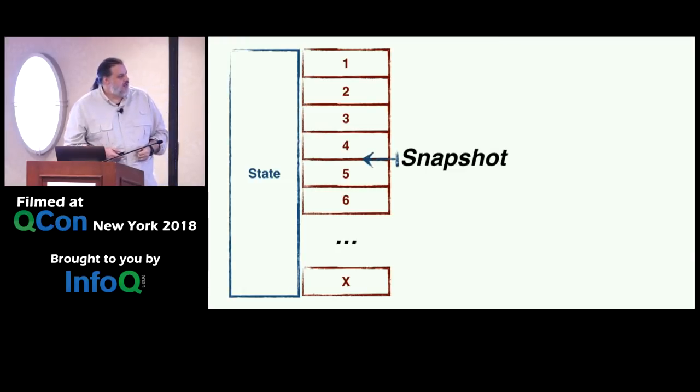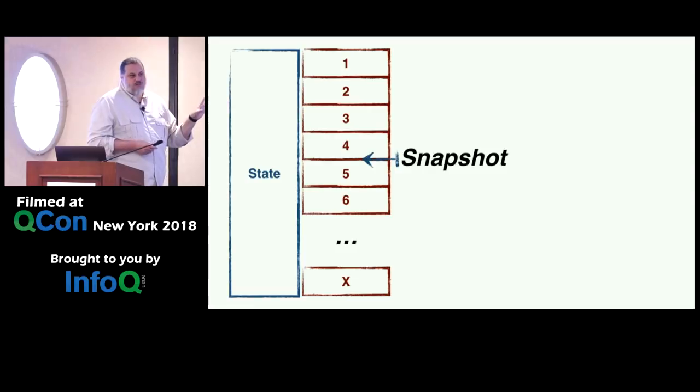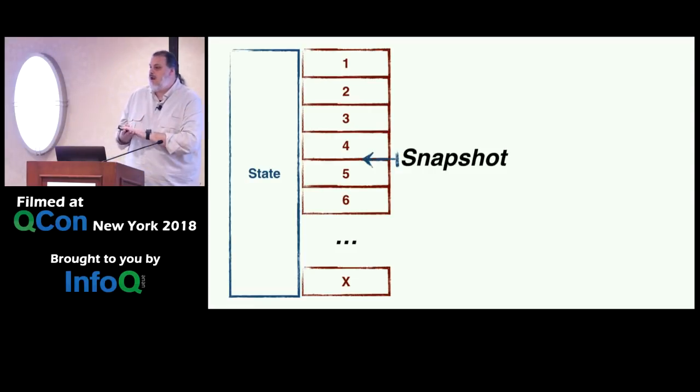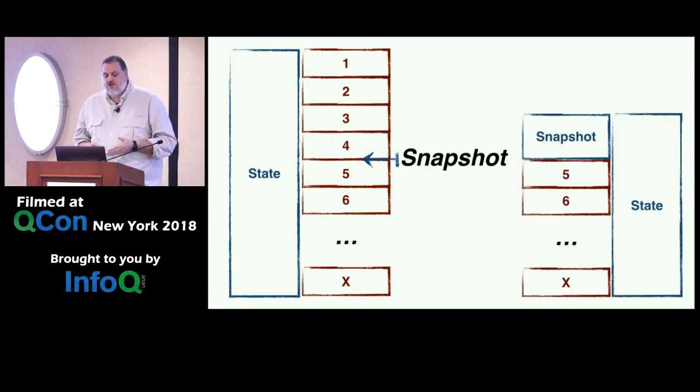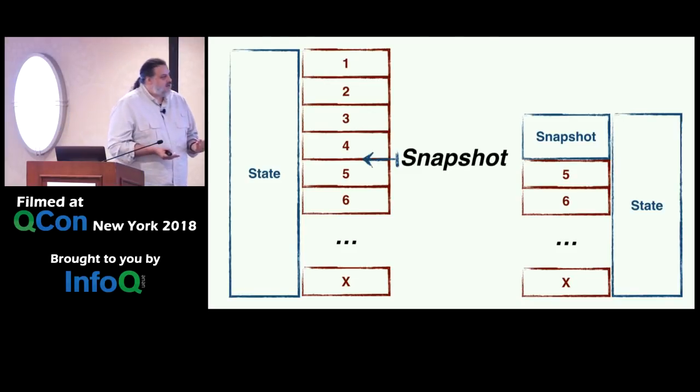If you take that knowledge and you take a snapshot of your state at any of these points and roll that up, you now have the ability to, in effect, have the same set of state by having the snapshot and then replaying after the snapshot.